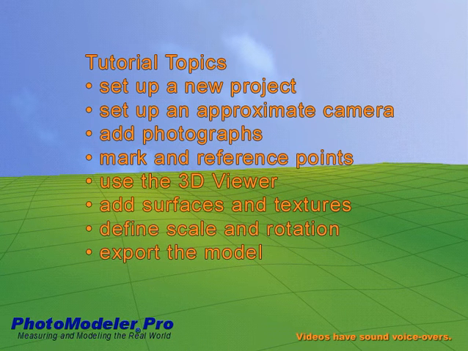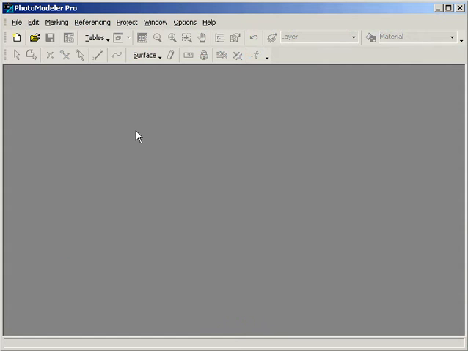In this tutorial, we set up a new project, set up an approximate camera, add photographs, mark and reference points, use a 3D viewer, add surfaces and textures, define scale and rotation, and export the model. In this tutorial, we will work through the basics of setting up and producing a 3D model in PhotoModeler.